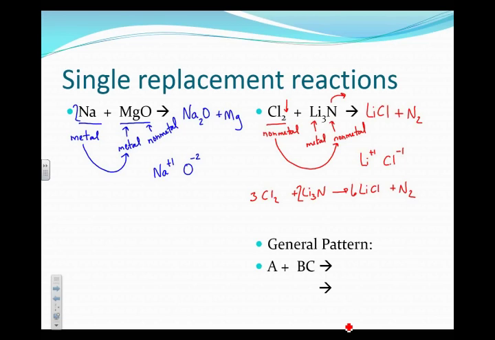So you can see that there's a general pattern here. I have some kind of element reacting with an ionic compound. If the element A is a nonmetal, then it will bump out the nonmetal, so I will end up with BA plus C. But if A was instead a metal, then it would come in and bump out the metal, which in an ionic compound is always written first. So I would end up with AC plus B.